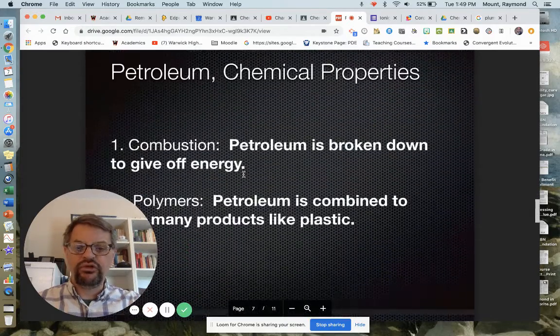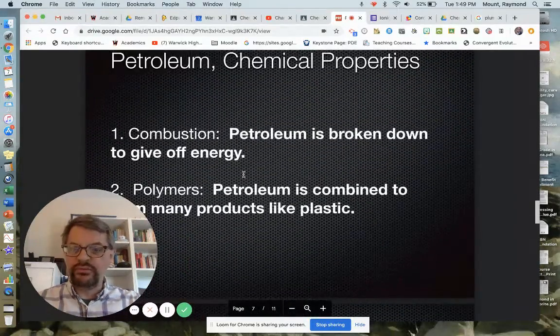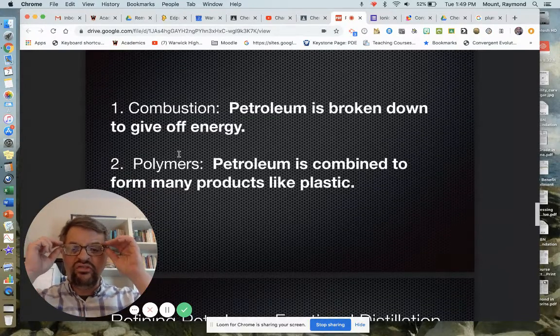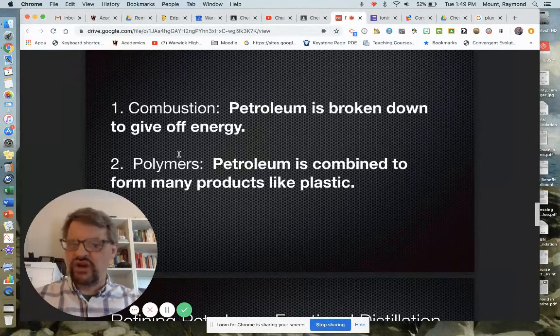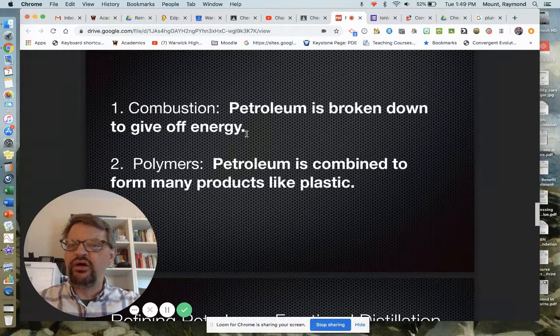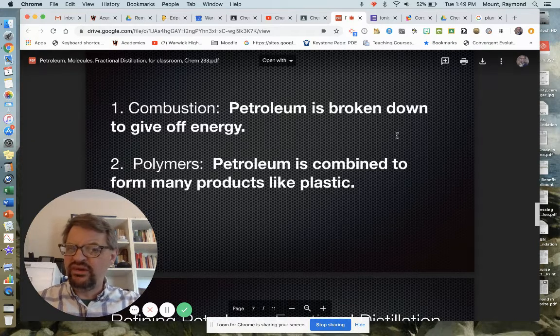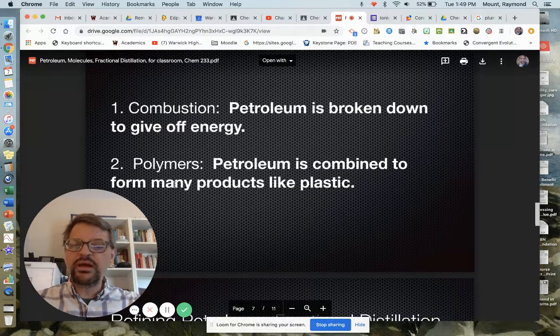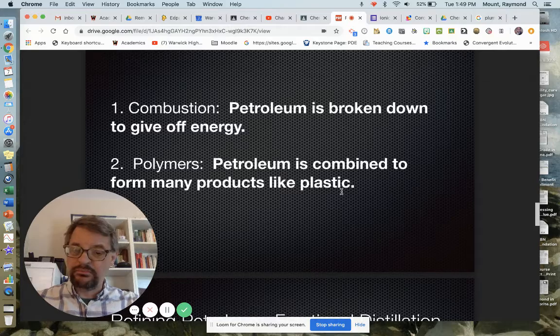What else here? When we talk about petroleum, we talk about combustion and polymers, both things that we'll look at in this chapter in a little bit of detail. So combustion is a type of chemical reaction where a petroleum molecule is broken down to give off energy. Polymers are large molecules made from small subunits. Petroleum molecules are combined to make polymers like plastic.